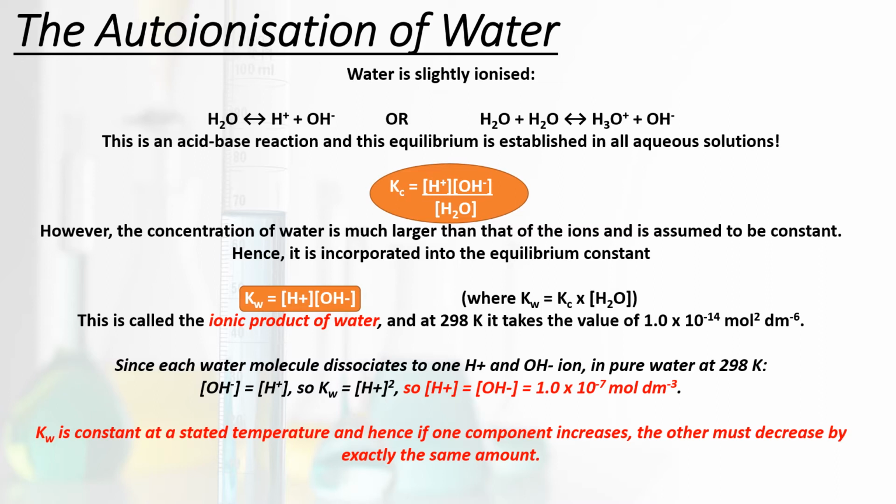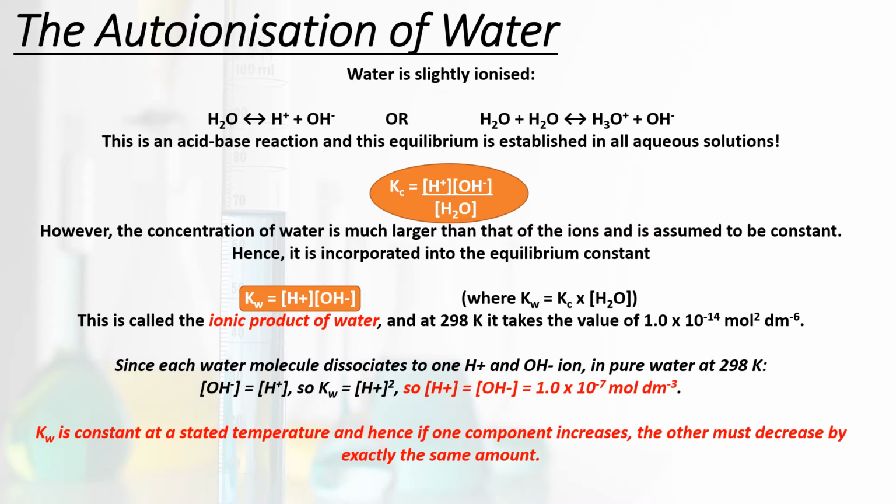However, in aqueous solutions, as we said, water is slightly ionised. This ionisation is actually very, very small. And so the concentration of unionised water, H2O, is much, much larger than the ions. And it's assumed to be constant throughout any reactivity. So because that's a constant, we can incorporate it into our equilibrium constant. And so essentially how we do this is we just times both sides of the equation by the concentration of H2O. And this gives us a new expression.